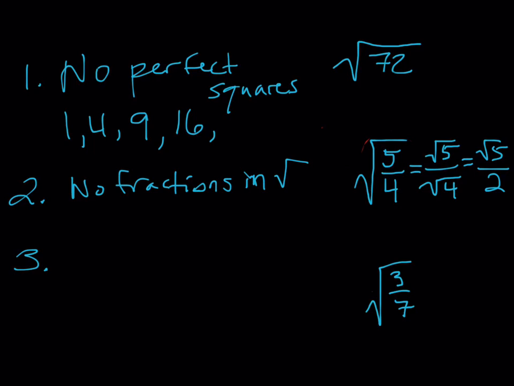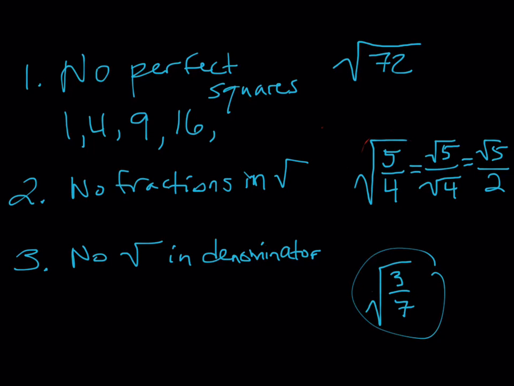A third rule, we want to make sure that there are no square roots in the denominator of a fraction. Right? So watch what happens here when I try to simplify the square root of 3/7. So this one, I can't leave it like this because it is a fraction in a square root. So I'm going to do the same thing I just did on the last example. So this would be the square root 3 over the square root 7.